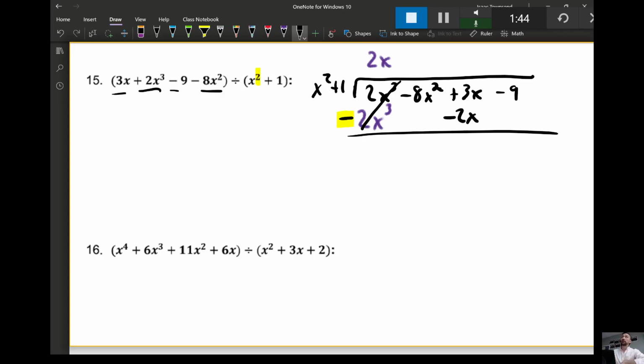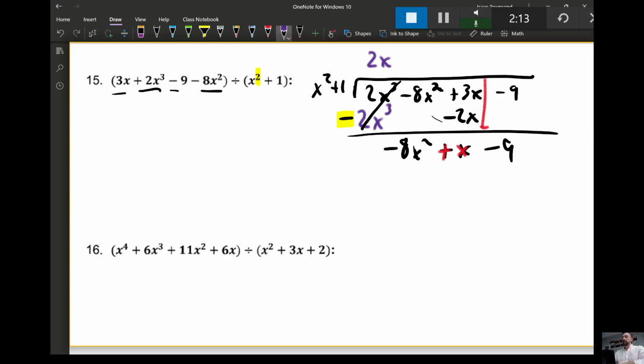Now I need to combine all of this stuff together. I've got negative 8x squareds that have nothing else to combine with. And then these two would combine to be 1x. And again, it's just a little bit easier to not make that mistake if you line them up like that. And then negative 9 plus 0 would be negative 9. So optional if you line it up with the x's, but just a little bit easier to keep up with.